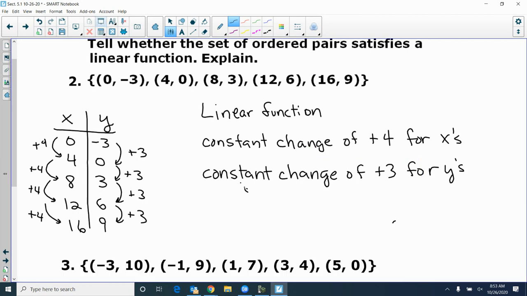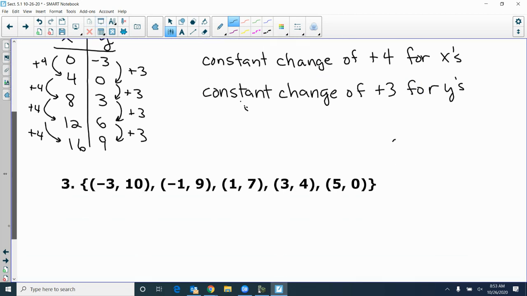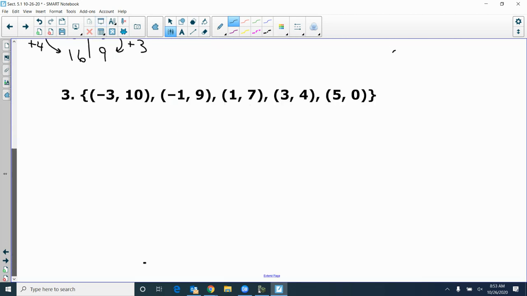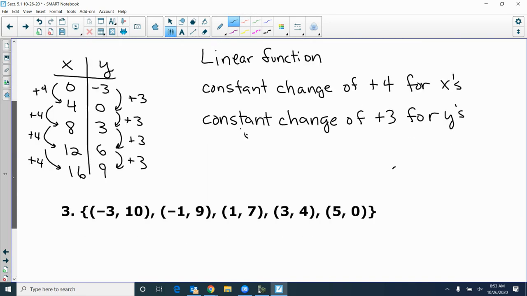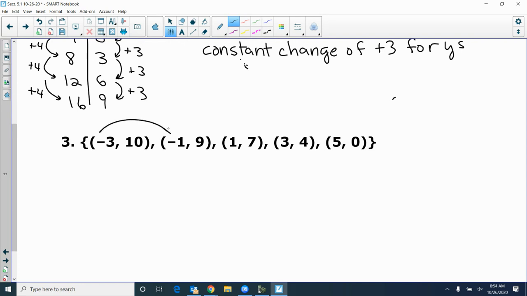You're really not used to that. It's something that's a little bit new. Now, sometimes if you want to just keep it like this, and I want to look at the x's, I can go -3 to 1 with the x's. And what's that a change of? -3 to -1 is a change of 2, plus 2. And then -1 to 1 is plus 2. And 1 to 3 is plus 2. And 3 to 5 is plus 2.